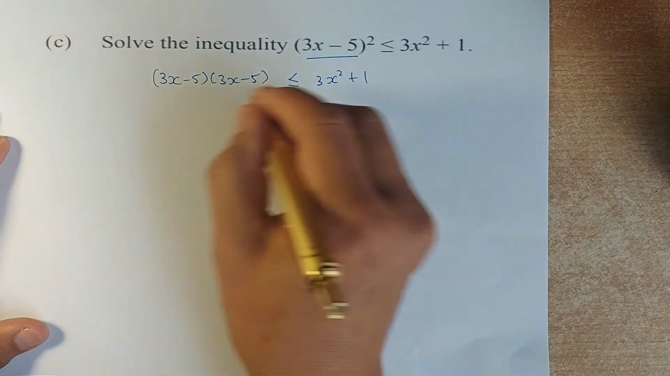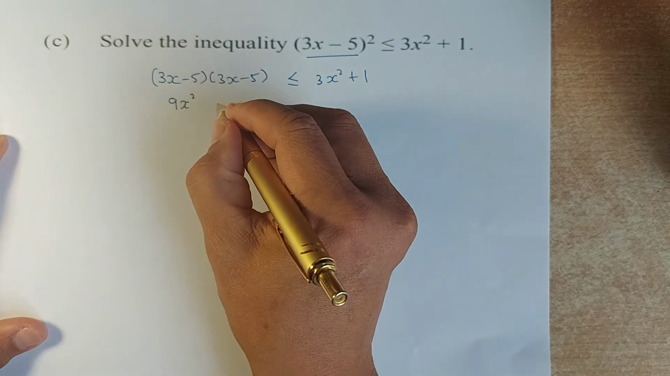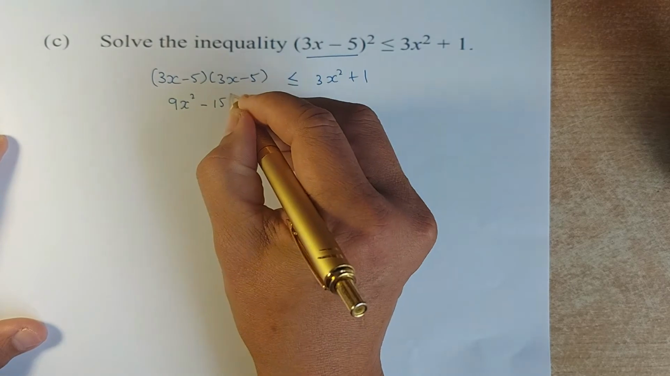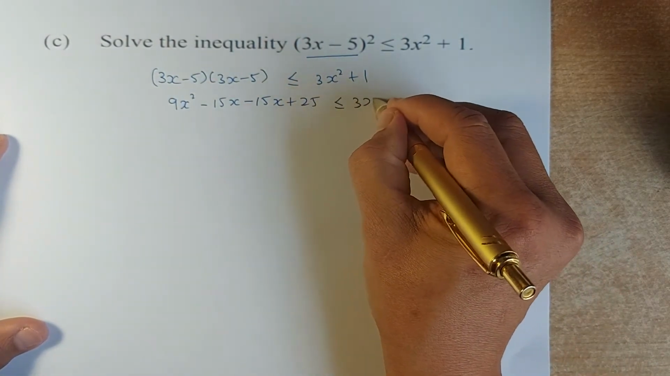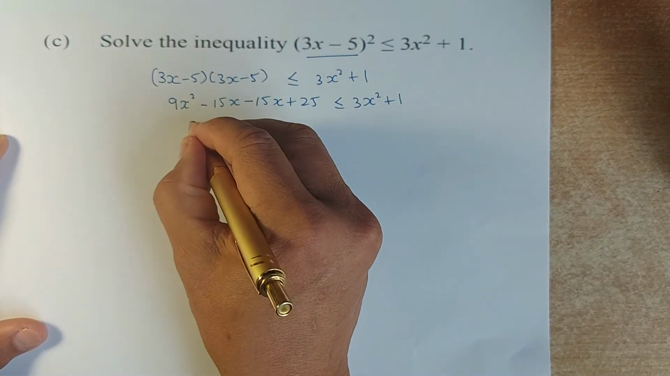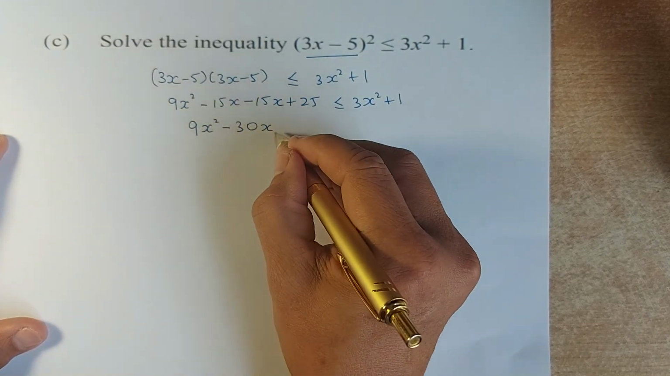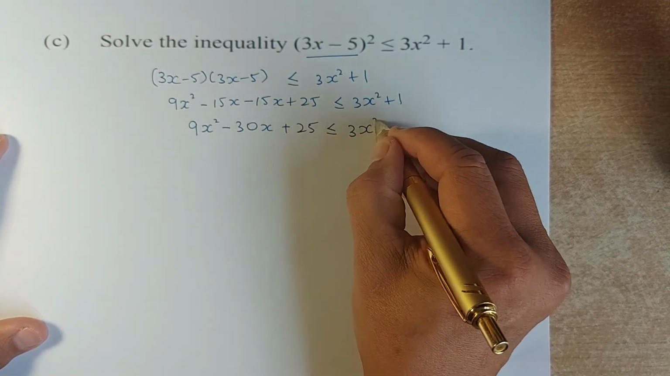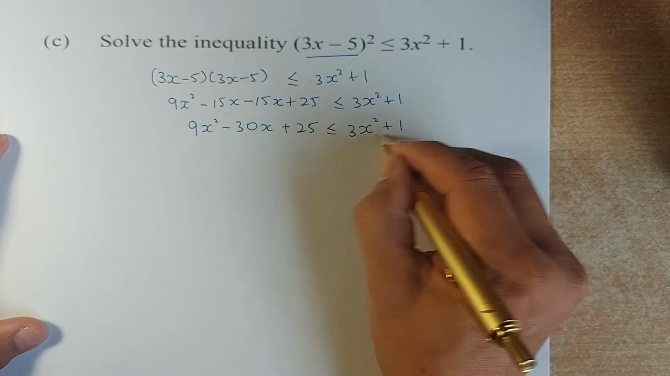So we're going to expand. I'm not going to teach you how to expand, you try it out. It's going to be 9x squared minus 15x minus 15x plus 25 is less than 3x squared plus 1. We did not touch anything on the right hand side. Simplify the left hand side: 9x squared minus 30x plus 25 is less than 3x squared plus 1. Got it so far? Now we need to get rid of 3x squared plus 1.